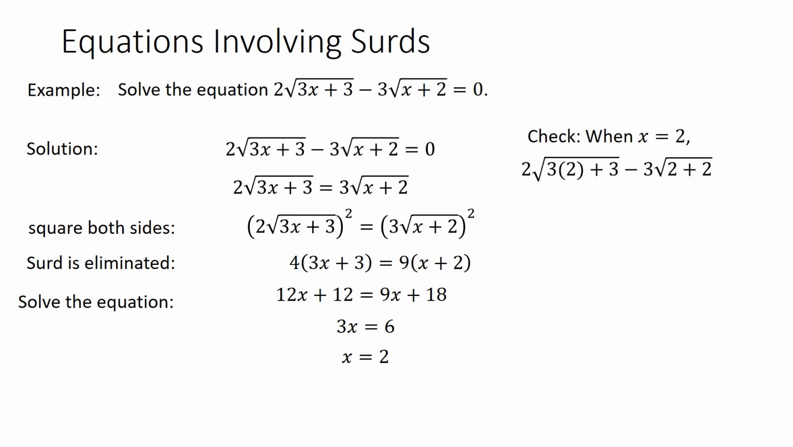Now we can check the answer. When x equals 2, we get 2√(3 times 2 plus 3) minus 3√(2 plus 2), which will give us 2√9 minus 3√4, and the answer is 0. Hence, it is equal to the right hand side. x equals 2 is a solution.